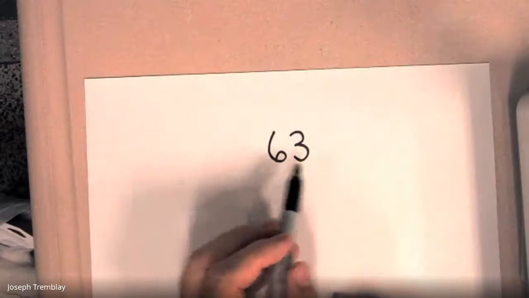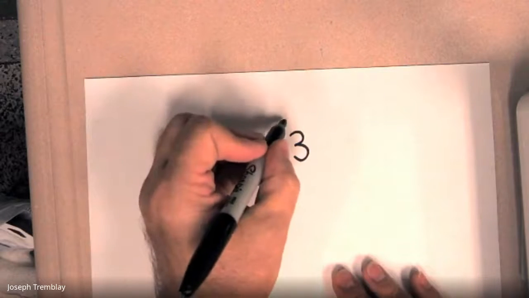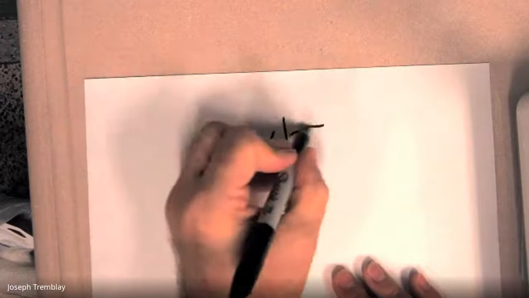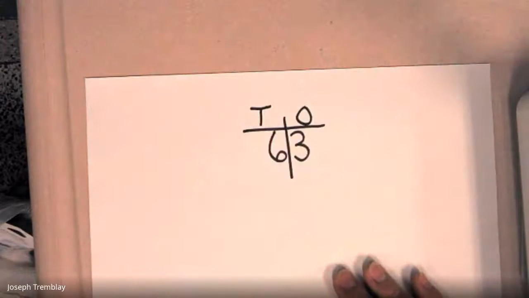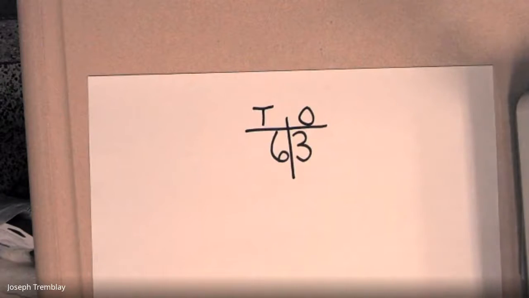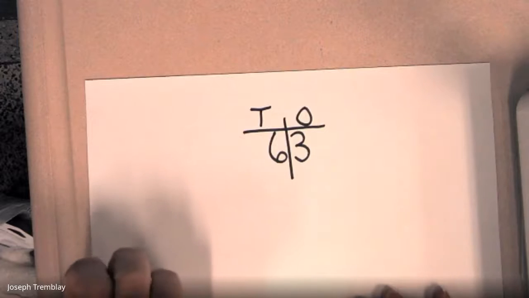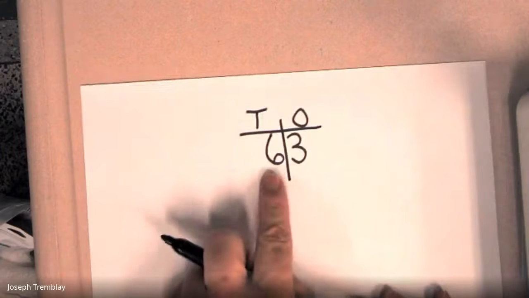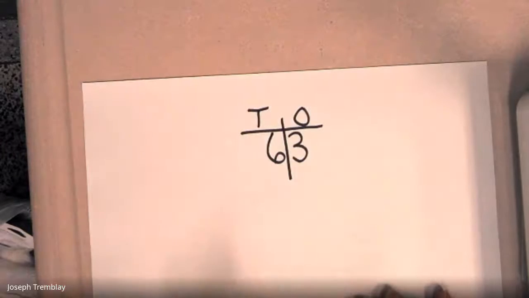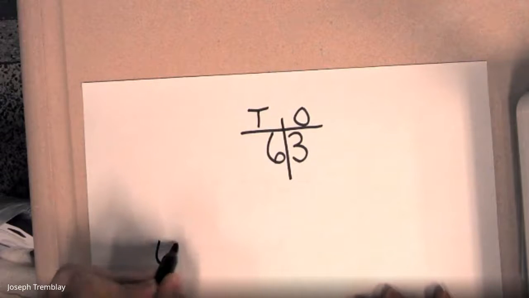So 63. I'm going to look at that and ask, how many tens and ones do I have? When you're looking at the number 63, after a while you should be able to figure out the first benchmark, because 6 tens is equal to 60. So I'm going to write that down. That's my benchmark, 60, right?